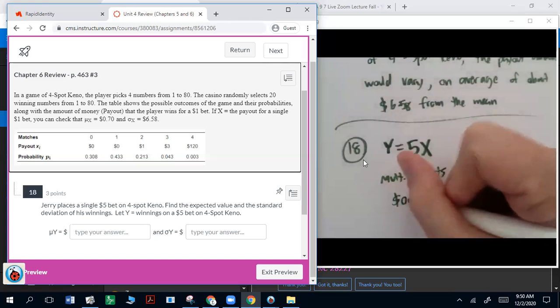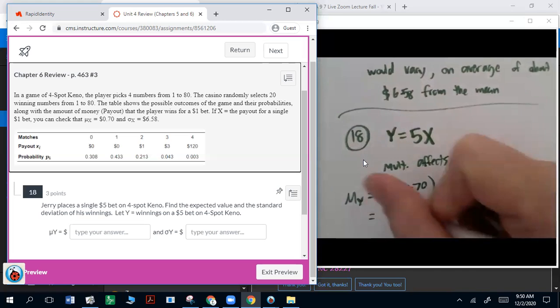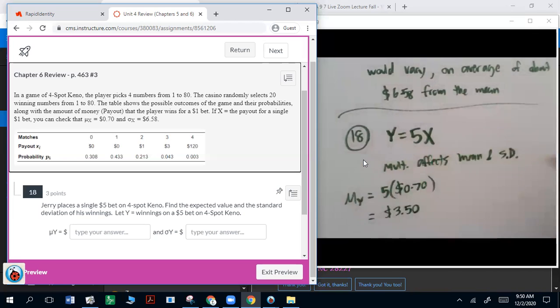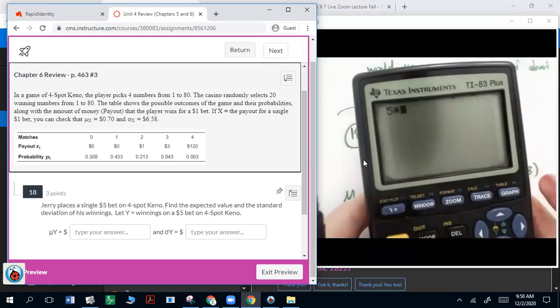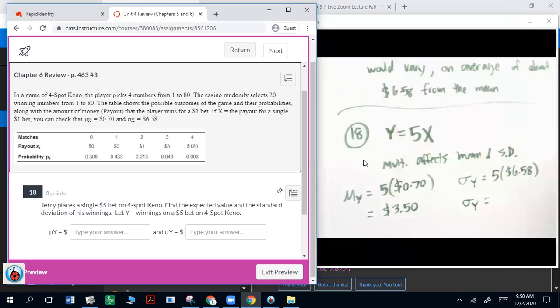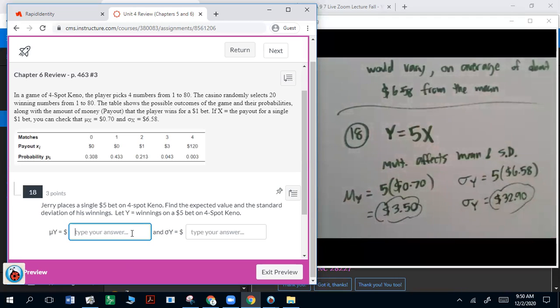So you got 70 cents, multiply that by 5. That's going to be your mean of Y. 7 times 5 is 35, so that should be $3.50. Standard deviation of Y? $5 times $6.58. So what is that going to be? $32.90. So make sure you put 3.50 and 32.90. Since this is dollars and cents, we have to have the right decimals in place. But that's it, just multiplying in those values.